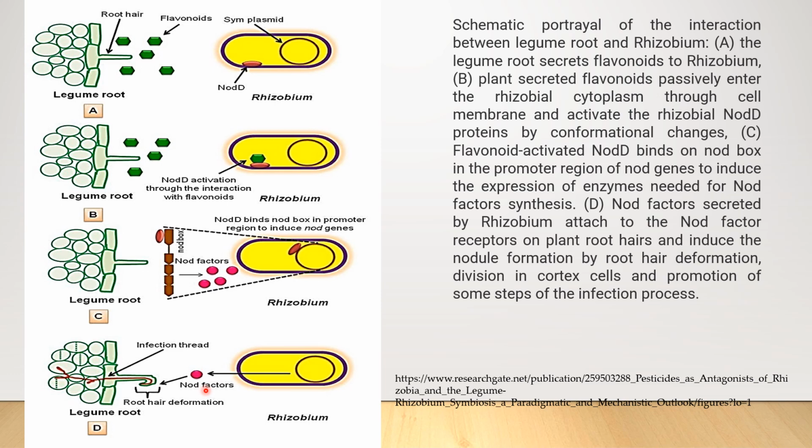These NOD factors which are secreted by the rhizobium are attached to the NOD factor receptor on the plant root hairs. The plant root hairs have NOD factor receptors. So these go and bind there, and these induce the root hair deformation and then the nodule formation in the cortex. So these are the main important steps of this infection process.